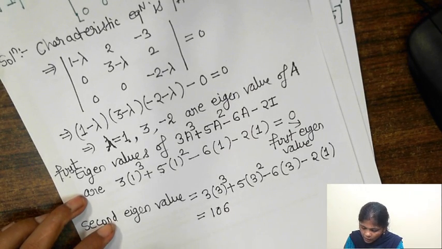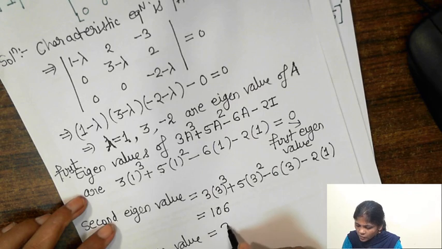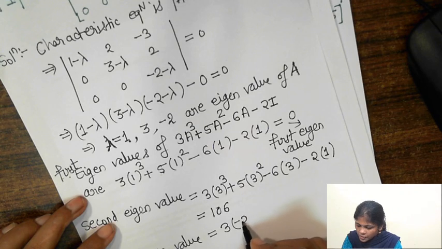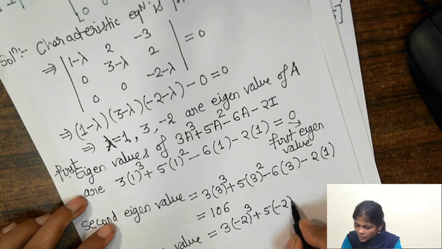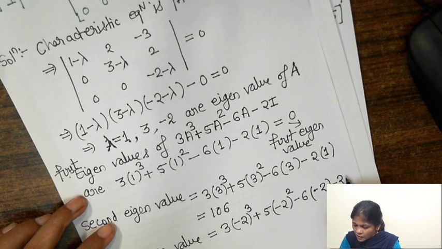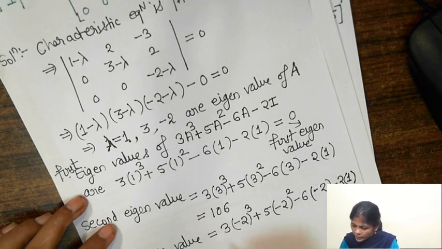Find out the third one. For the third eigenvalue, we will take the third eigenvalue of A, that is minus 2 over here. So it is 3 into minus 2 cube plus 5 into minus 2 square minus 6 into minus 2 minus 2 times the eigenvalue of I, which is always 1. Remember, the eigenvalue of I is always 1. After simplification, this gives us 6.